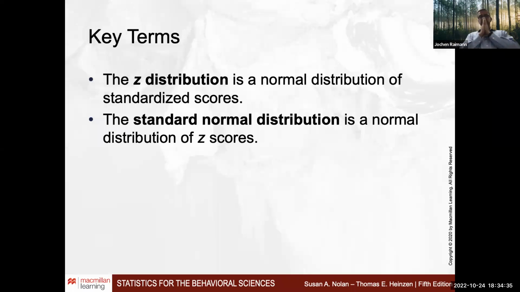So a z-distribution then, so basically you're now transcoding your histogram and your normal density curve and your normal distribution from numerical values into standardized scores. So you have now a z-distribution, which is normal distribution, just standardized as z-scores. The standard normal distribution and normal distribution of z-scores. So why are you even, yes? Excuse me? The z-distribution and the normal distribution?